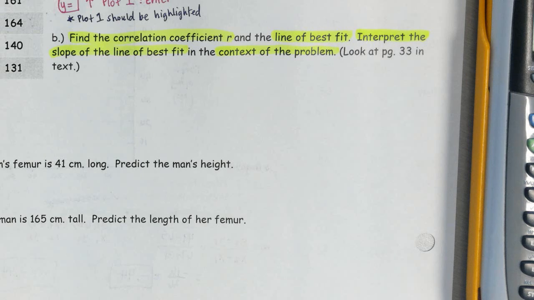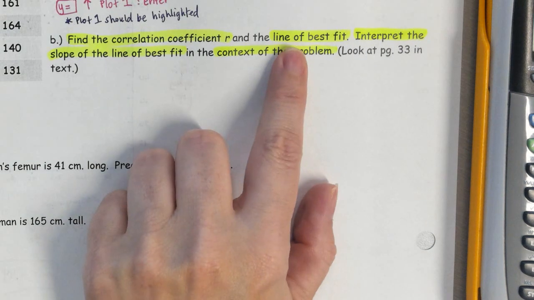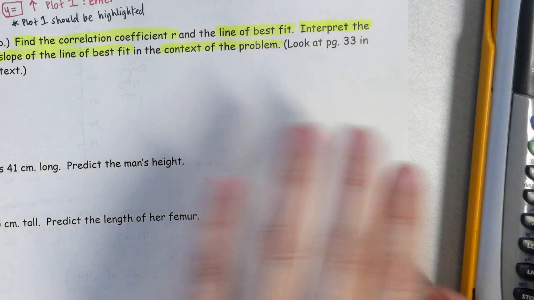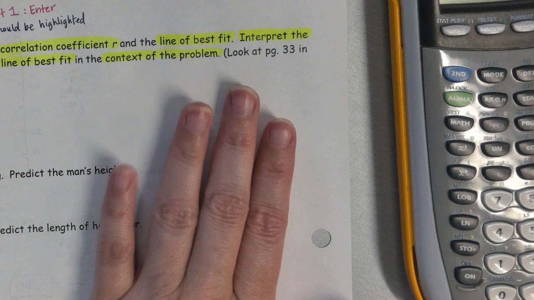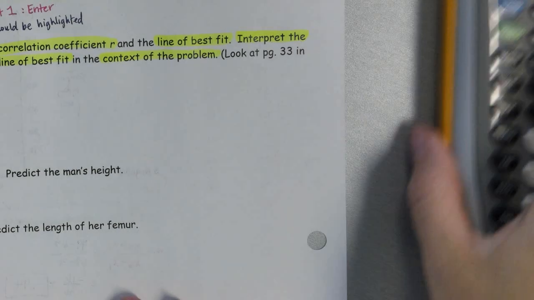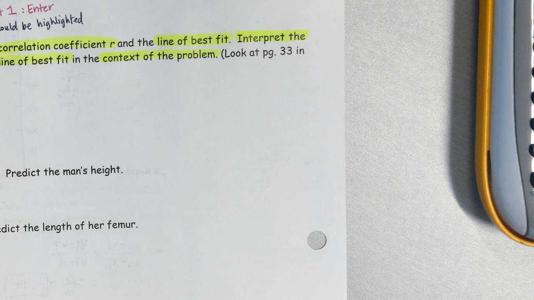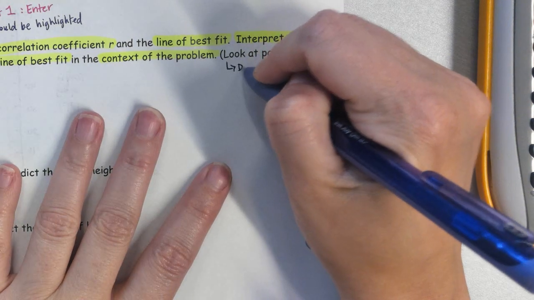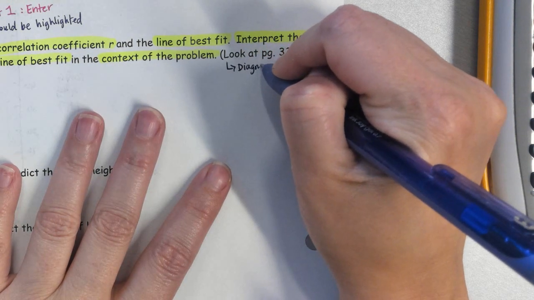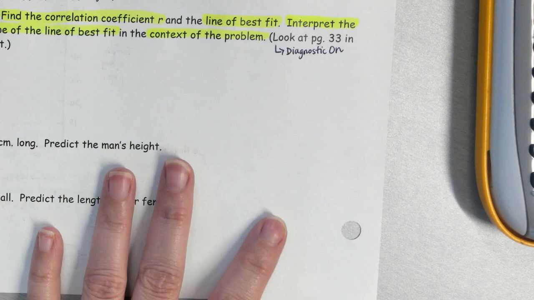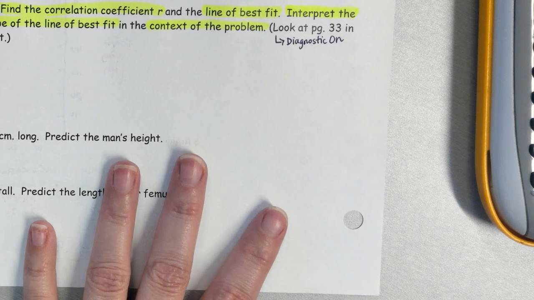So to find the line of best fit and the correlation coefficient, the first thing we'll have to do is turn on what is called the diagnostic. Okay, so it says look at page 33 in the text. That's going to tell you how to turn your diagnostic on. And then I'm actually going to give you the directions now.